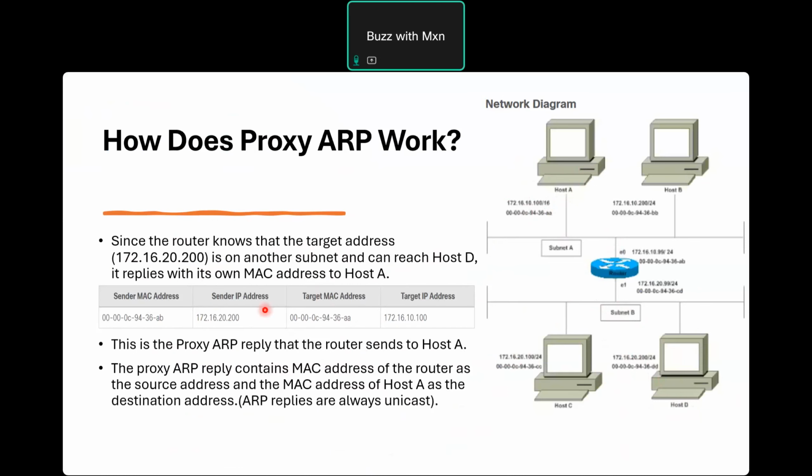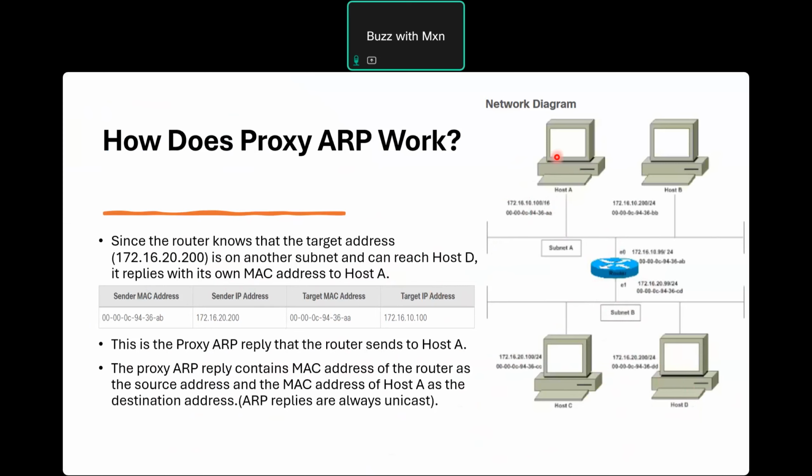Moving ahead, the router knows the target address because it is already present in its routing table. It has the entry for host D, 20.200, which is in a different subnet, subnet B. So it replies with its own MAC address to host A.